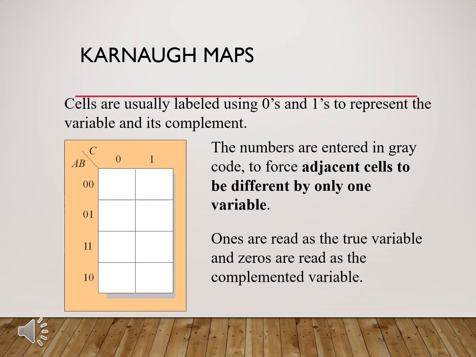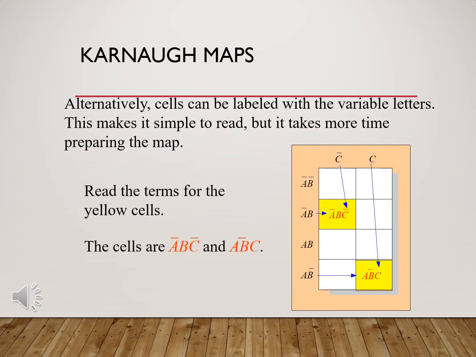Suppose A holds a value 1 and B holds a value 0, then we read it as A B bar. So whenever we have a 0, you have to use the variable as a complemented variable. Alternatively, the cells can be labeled with the variable letters. This makes it simple to read, but it takes more time preparing the map.